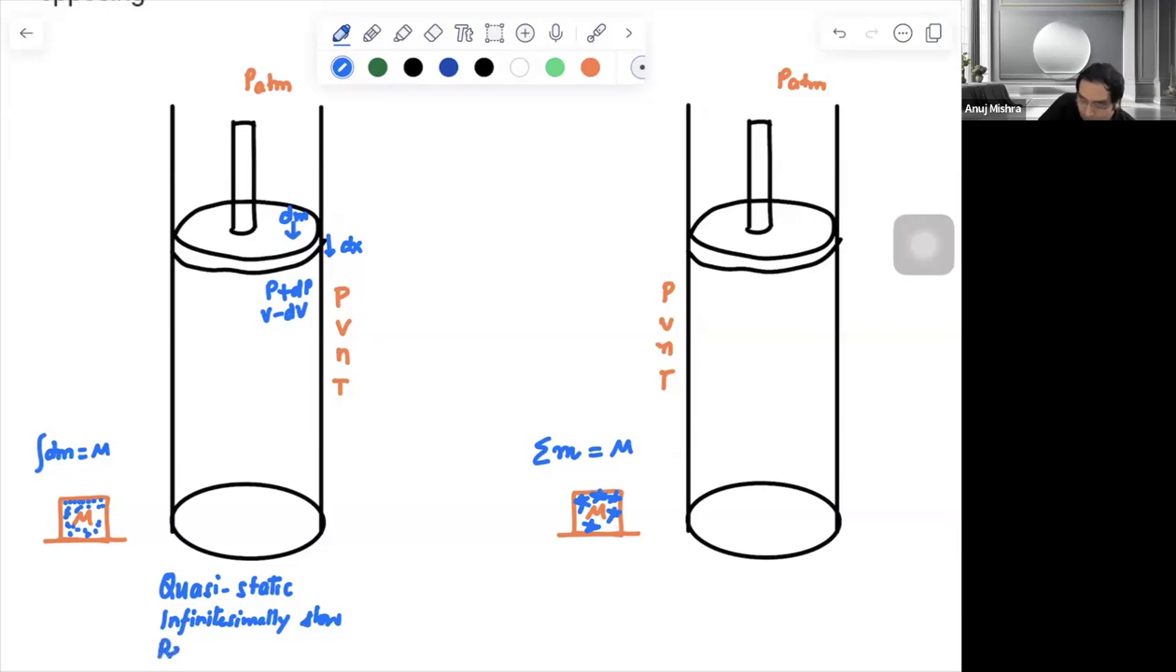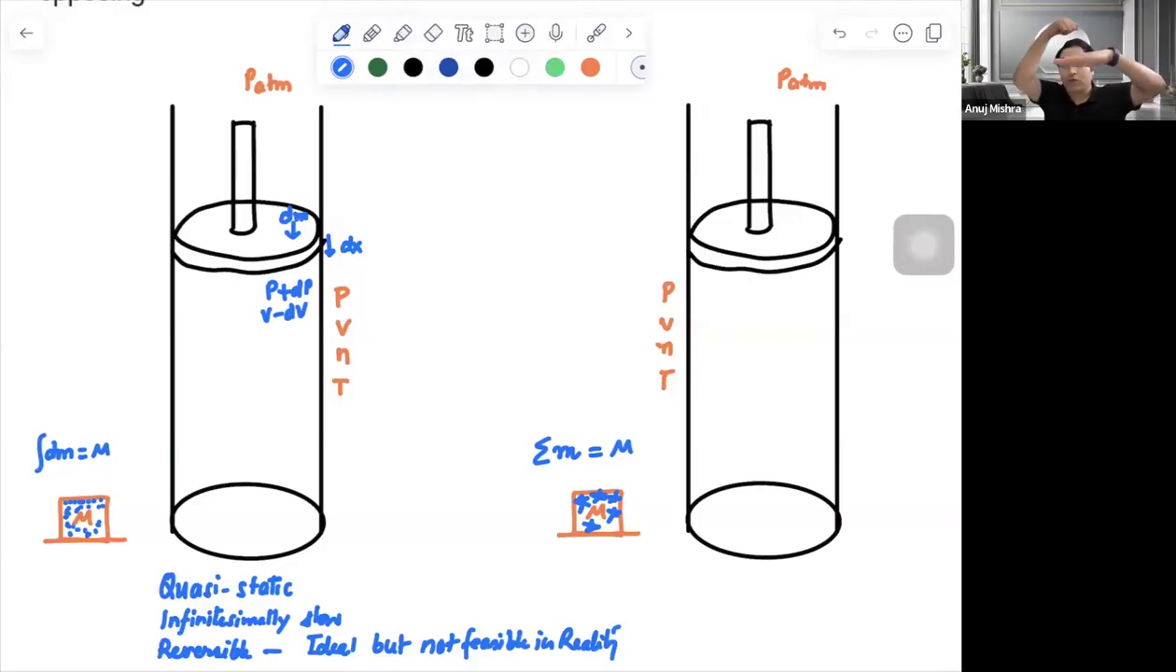This is a reversible process. This is ideal, but not feasible in reality. In nature, you can't get such a process. No processes are like that. So are you understanding the reference frame? The reference is, reversible means what? Is it clear? So at every moment, the forces are balanced.